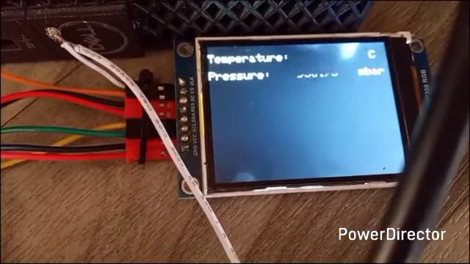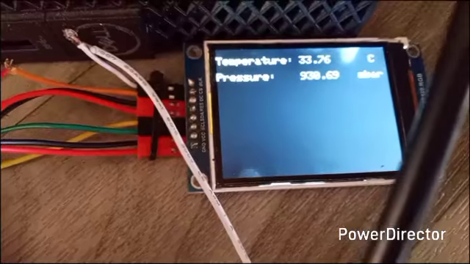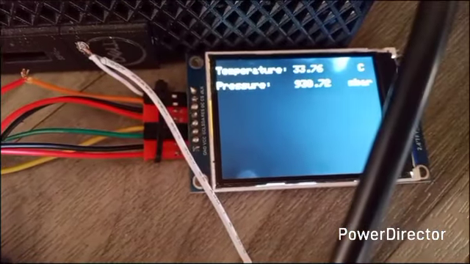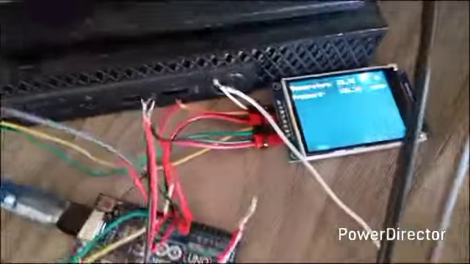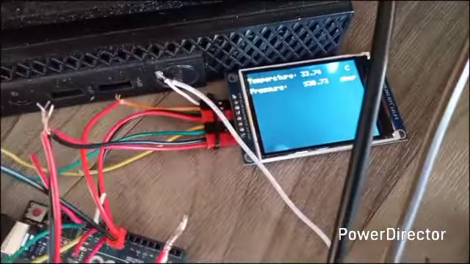N52162, 33.77 Celsius. Pressure, 930.7 millibars. Okay, so obviously that's not our pressure altitude, but that's close.